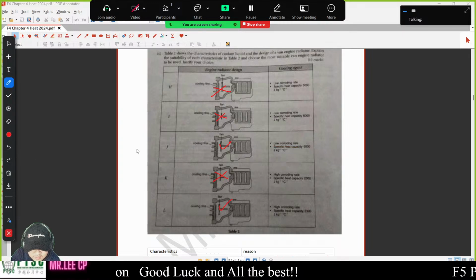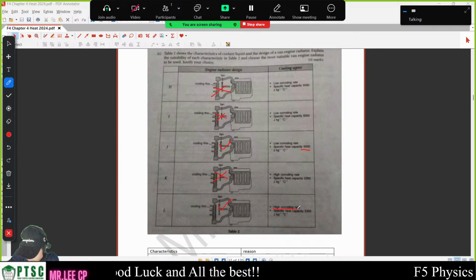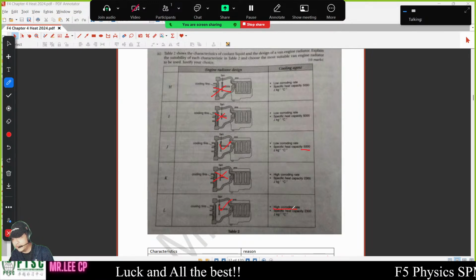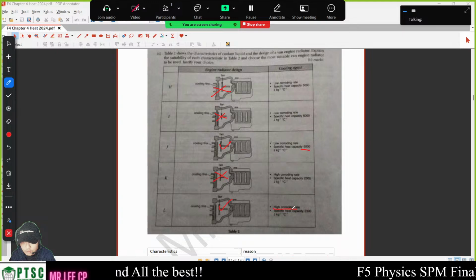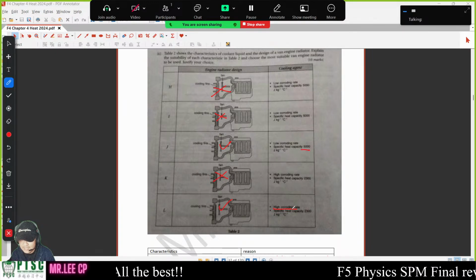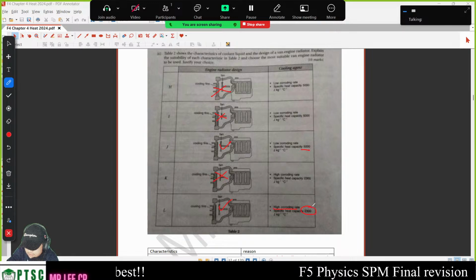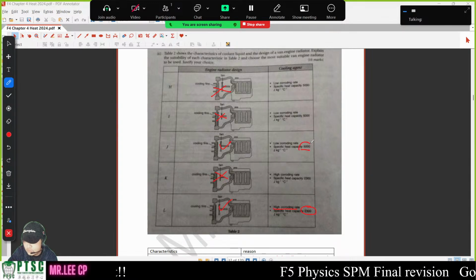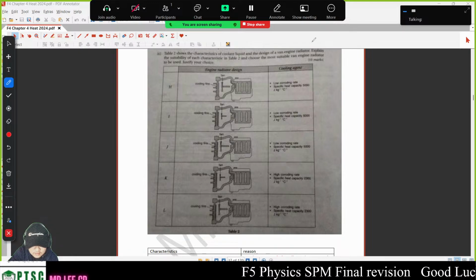heat capacity. Heat capacity is 5,000. Right, so high corroding rate means easy to get rust. Right? So low corroding rate means hard to get rusty. And this one the heat capacity is low, so we need the heat capacity high one. So J is the best one.